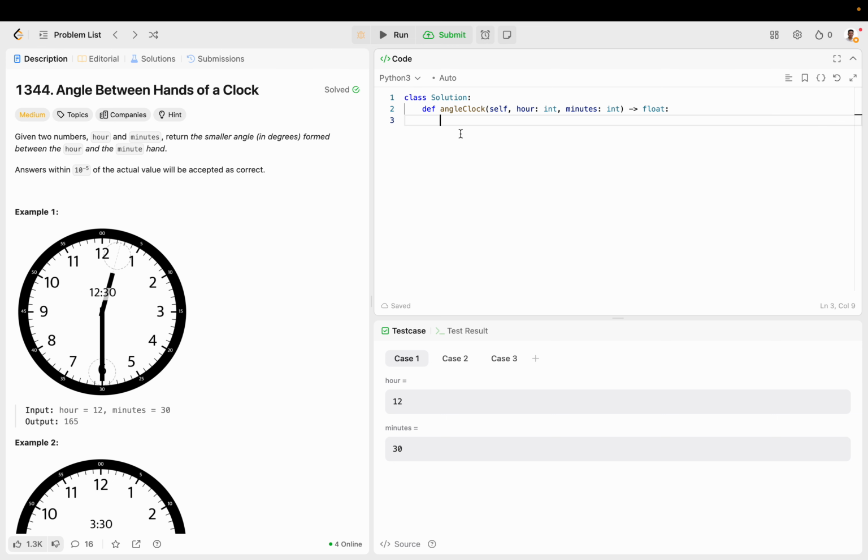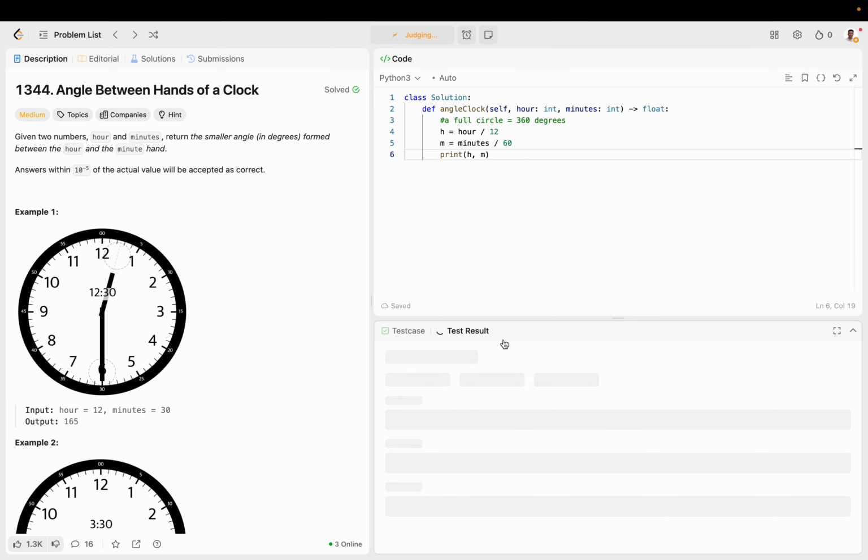First of all, we know that a full circle is 360 degrees. So that's going to help us in our final conversion. And then we also know that there are 12 hours in a clock. So let's call this H and let's divide by 12. And we also know that there's 60 minutes in an hour. So let's call this minutes divided by 60. And let's print H and M to see.